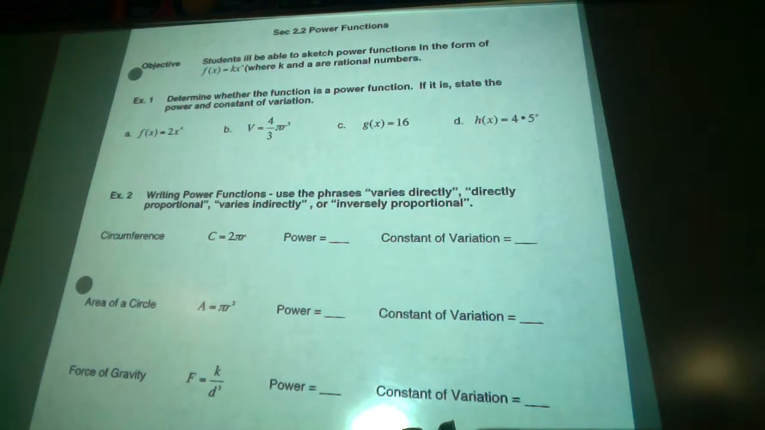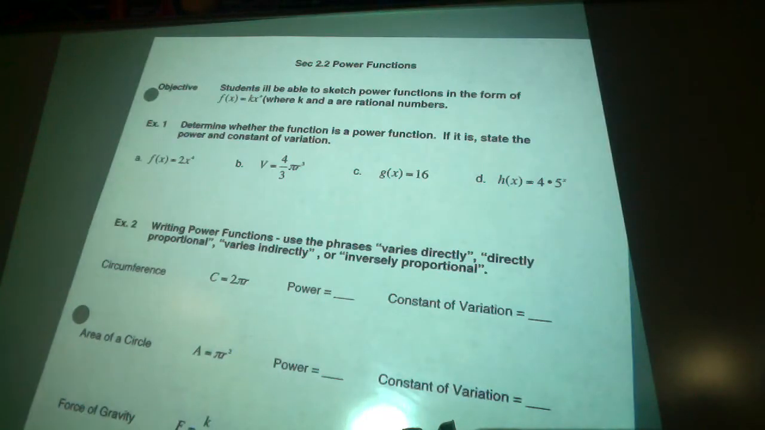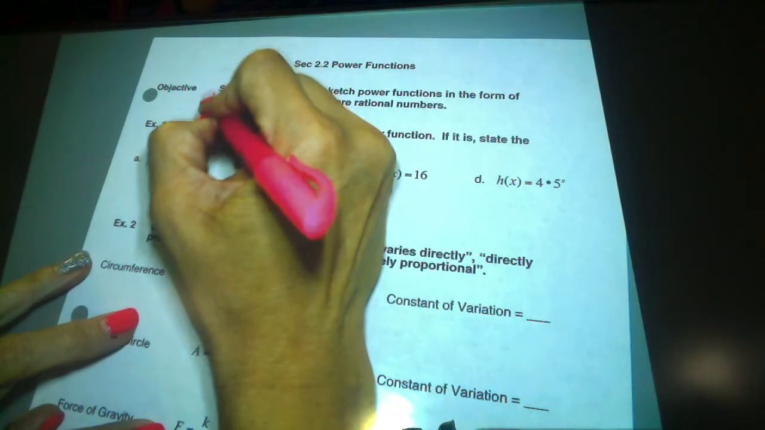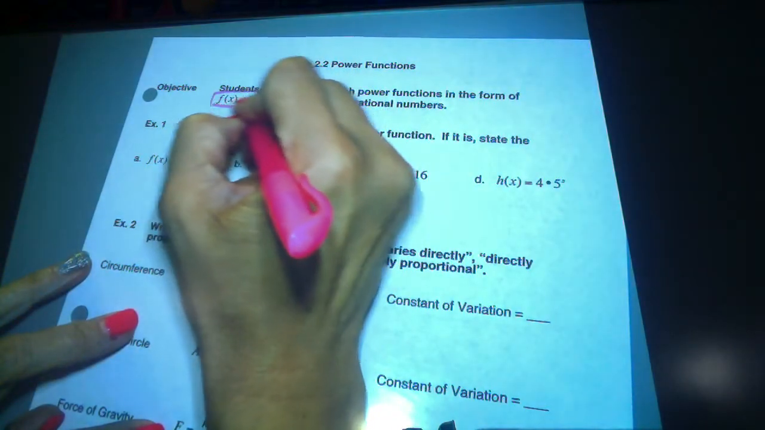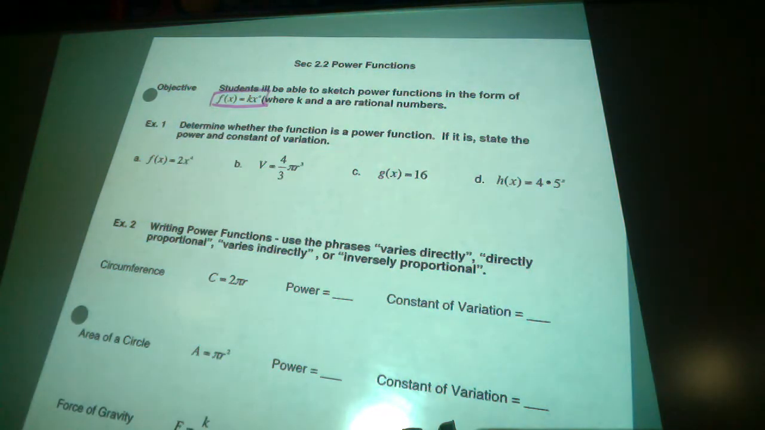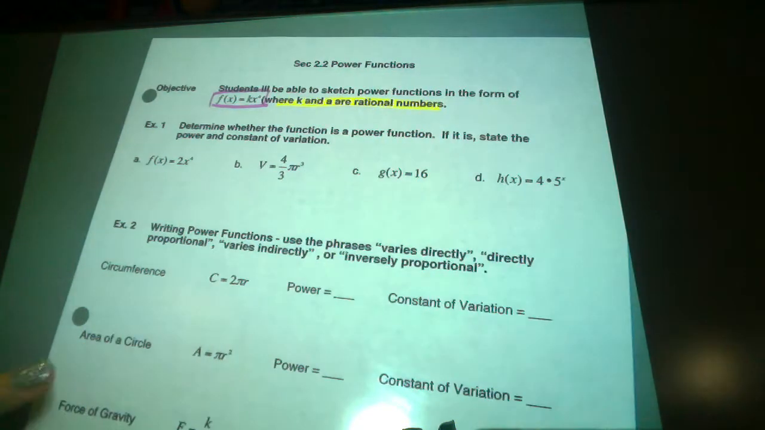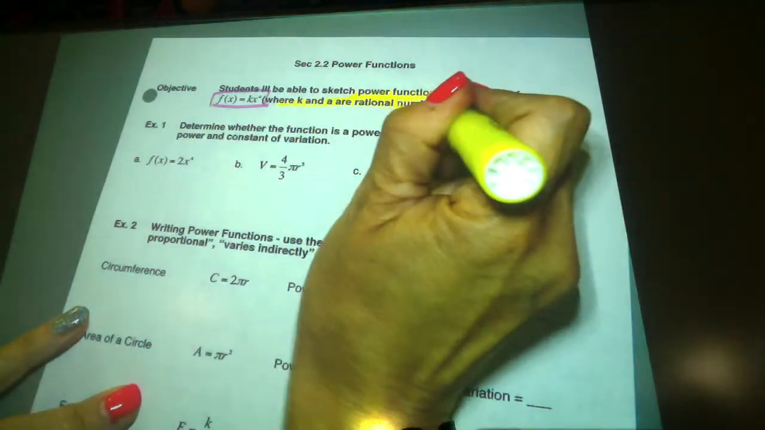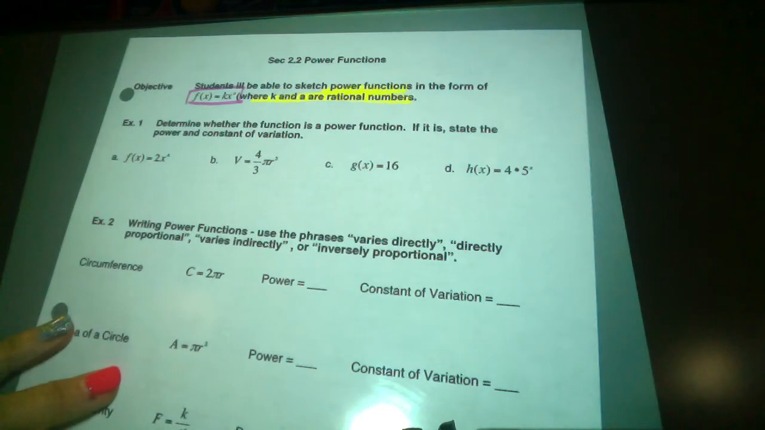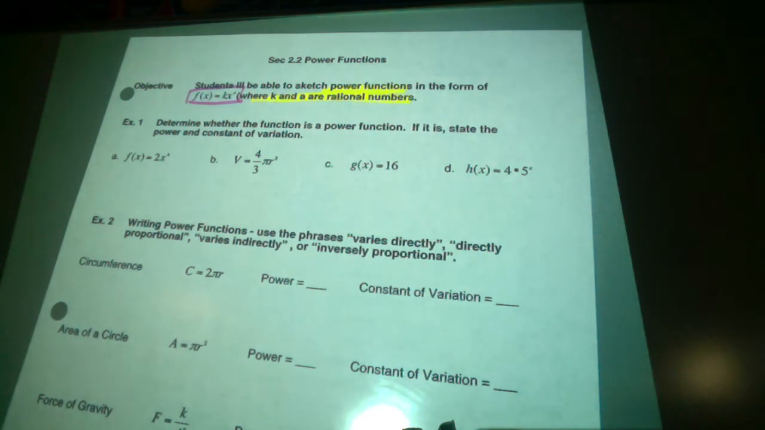Alright, so let's talk about power functions. They come in the following format. They look like f of x is equal to k times x to the a, where k and a are rational numbers. So these are your power functions. So k and a actually have to be real numbers. They can't be variable.